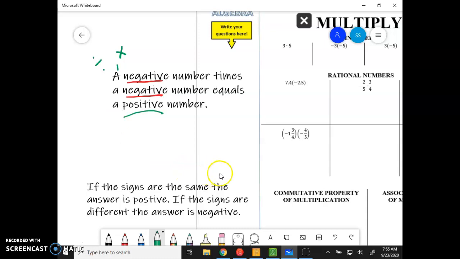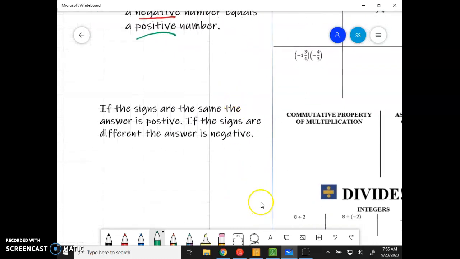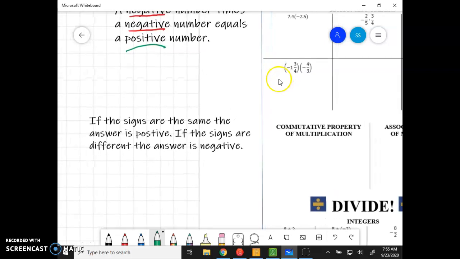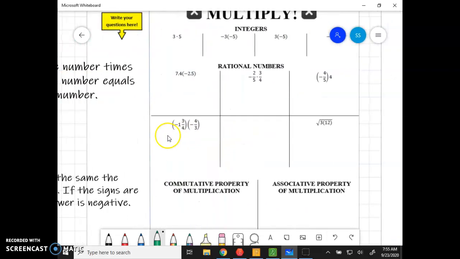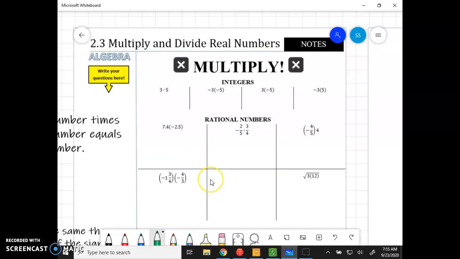Another way I like to say this is if the signs are the same, the answer is positive. If the signs are different, the answer is negative. So pause the video if you need to, write those notes down in your margin, and we'll get started.